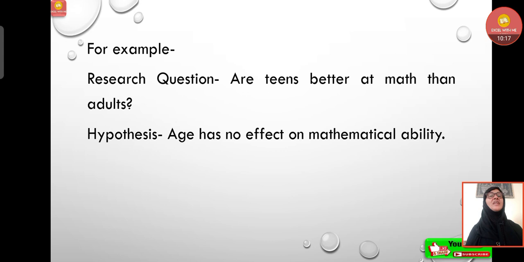Frequently we take it. For example, research question, are teens better at math than adults? What is the hypothesis here? Age has no effect on mathematical ability. That means we are showing there is no effect. That is null hypothesis.